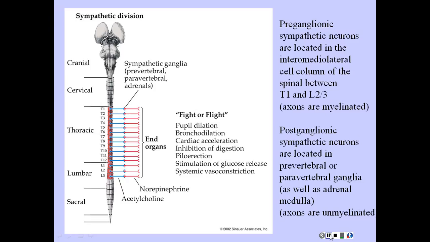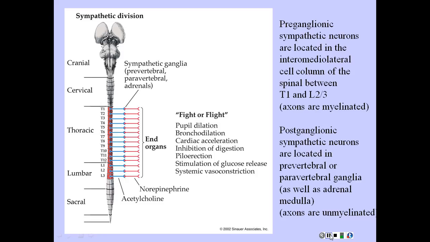The ganglia, where we're going to find those postganglionic sympathetic neurons, have to be different as well. We're talking about a completely different set of ganglia. But within those ganglia, again, are those multipolar neurons, not the pseudo-unipolar neurons. These are motor neurons.